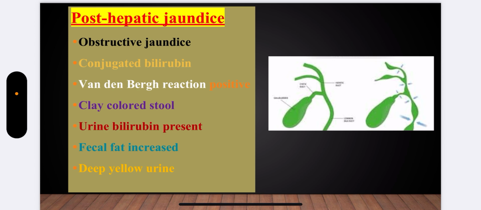Stools are clay colored due to lack of stercobilin. Fecal fat is increased, and urine is deep yellow in color. The Van den Berg reaction is positive. Conjugated bilirubin is in excess. It has already been conjugated inside the liver, so it is direct positive.